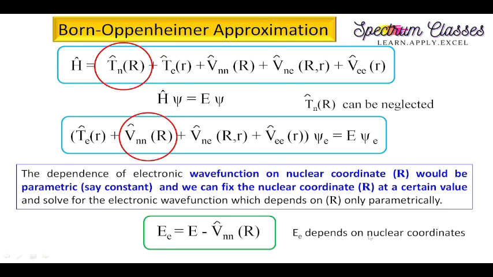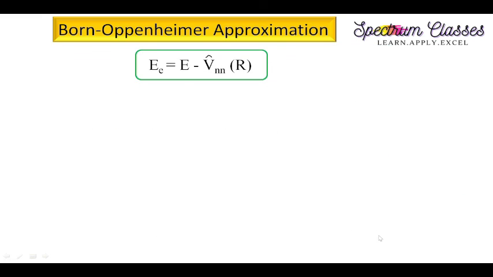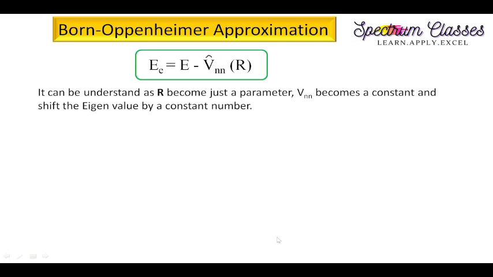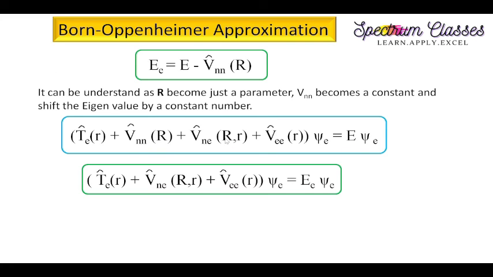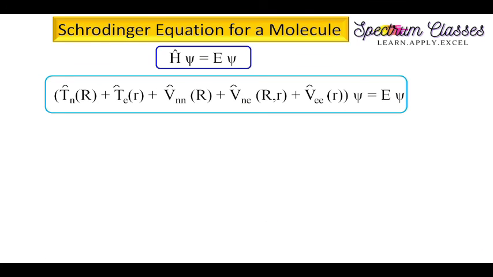So this E depends on the nuclear coordinates, as I told you earlier. So here this R becomes just a parameter, and this VNN becomes a constant and shifts the eigenvalue by a constant number. So this equation which I have previously written can be written as this, E_e. Getting my point? So E minus VNN can be replaced by this E_e. This represents the electronic Hamiltonian part, right? Now this H_e again I have written over this.